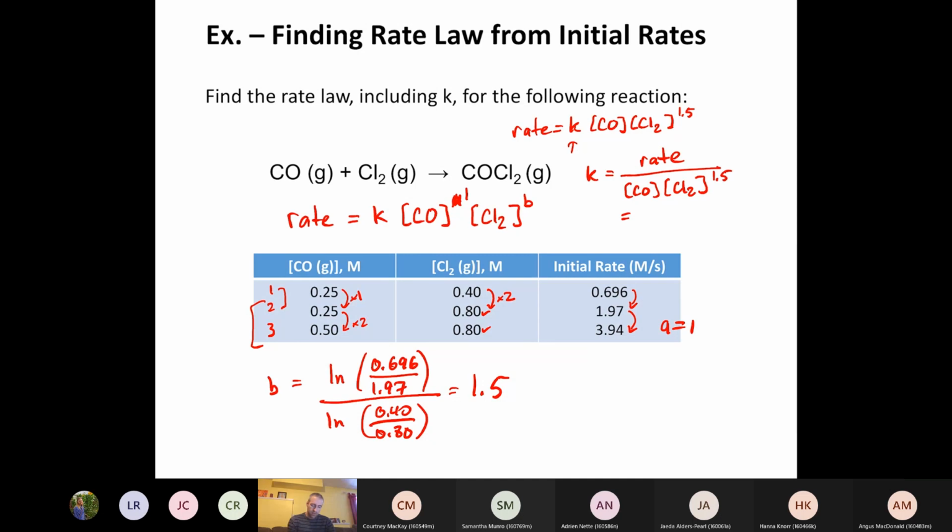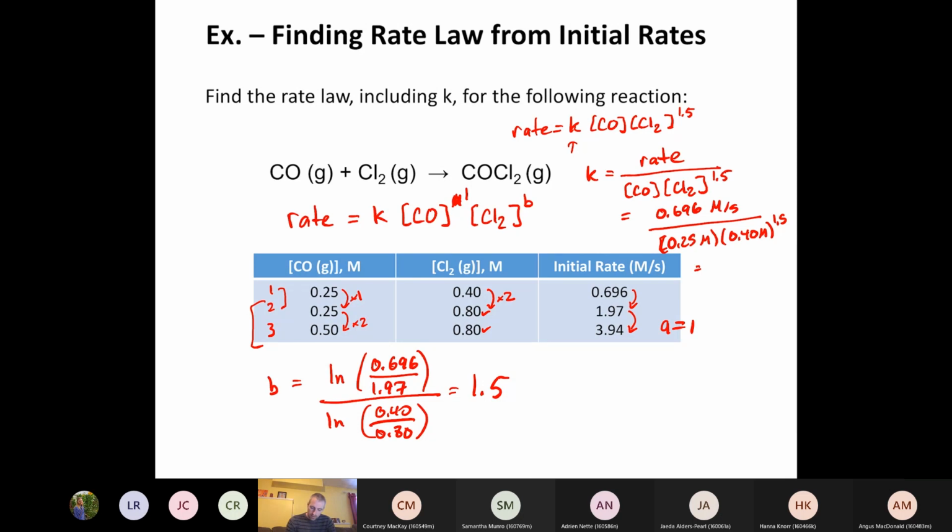So we can pick any one of these 3 experiments. It doesn't matter which, all 3 will work. We'll take our rate, 0.696 molarity per second, divided by the concentration of CO in experiment 1, which is 0.25 molar, times Cl2, which is 0.40 molar, raised to the 1.5. And if you solve that, what do you get?